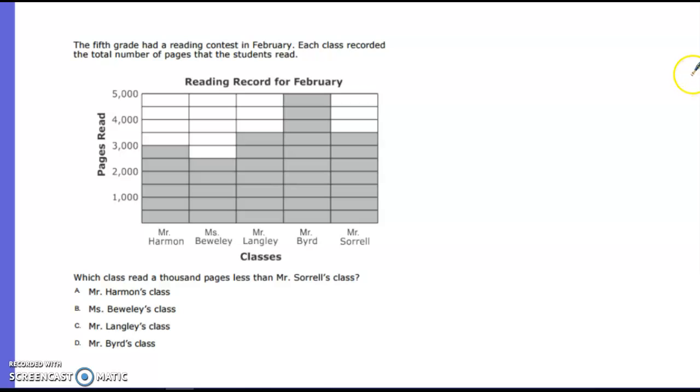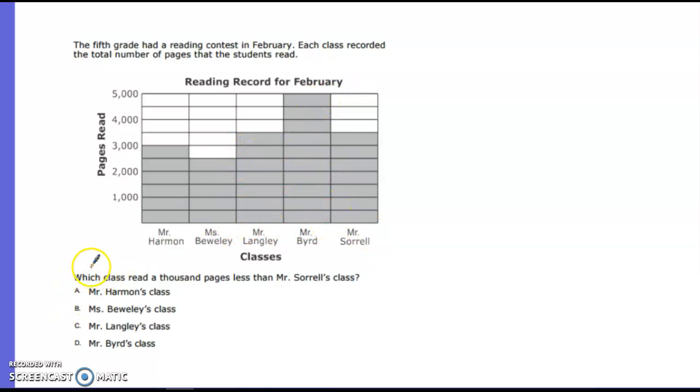The 5th grade had a reading contest in February. Each class recorded the total number of pages that the students read. Okay, so our title is Reading Record for February. Over here, they measured it by telling us how many pages were read in the thousands. And then down here, it has classes. So these are all the different teachers' classrooms and how many pages each class read.